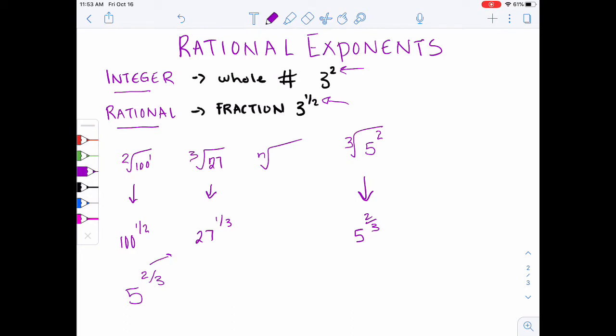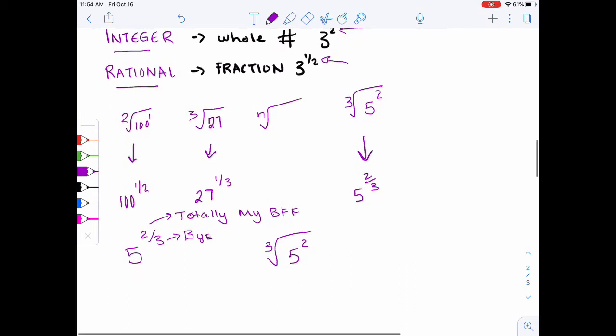You see the fraction has a top number and a bottom number. You can think of the top number as totally my best friend, totally my BFF. So when I'm rewriting, that number should come sit right next to me. And the bottom number, bye, that number should sit right outside the radical. This trick works for every single kind of rational exponent. Let's see a couple more examples.